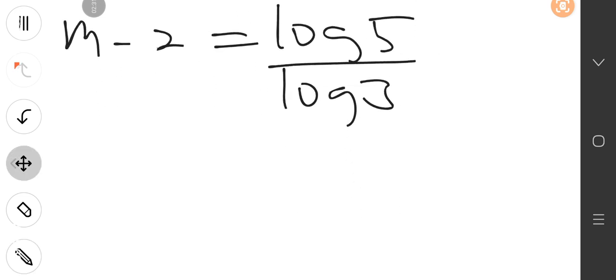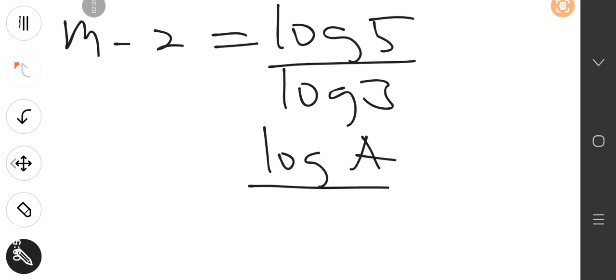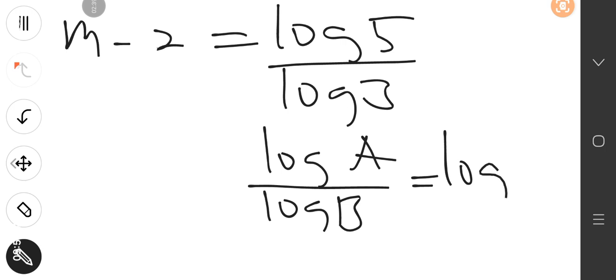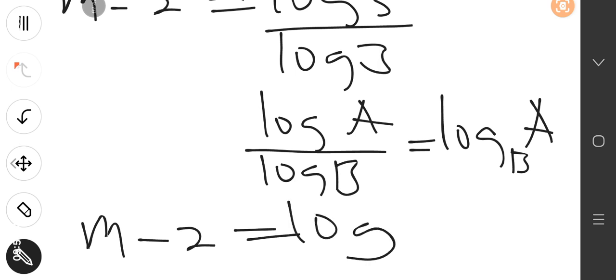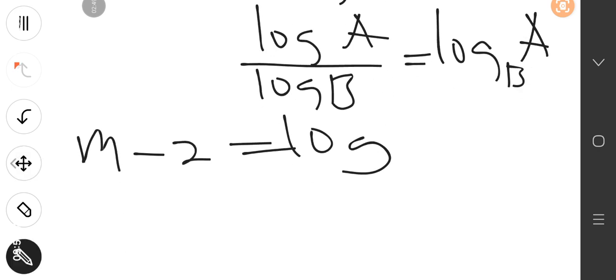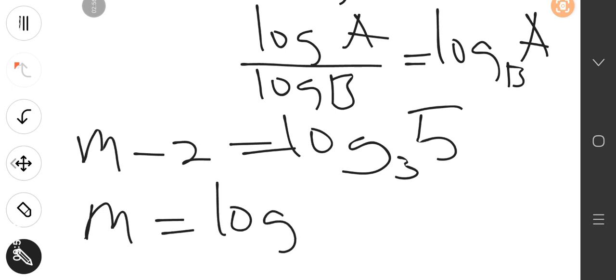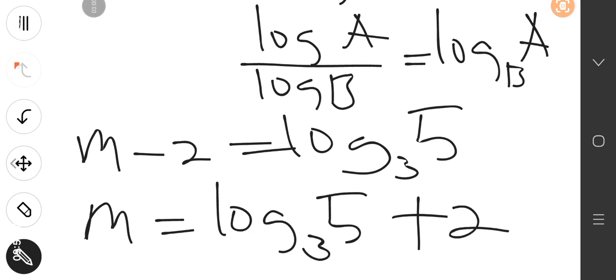Now let's apply the change of base formula here. We say log a over log b equals log a base b. Now this gives us m minus 2 equals log 5 base 3, so m equals log 5 base 3 plus 2. So this is our final answer.